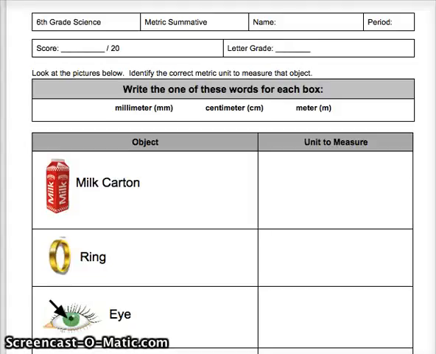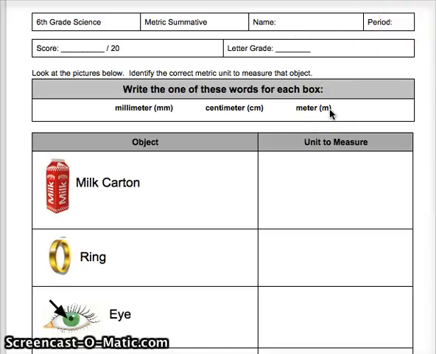Hi, 6th grade science students. This is your first science test. It is your metric summative. You should have written your name on the top of the paper as well as your period number.